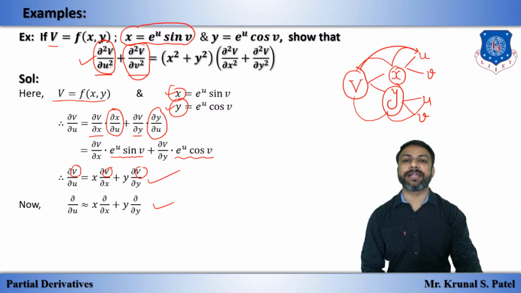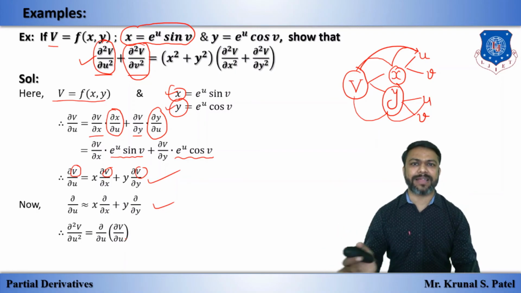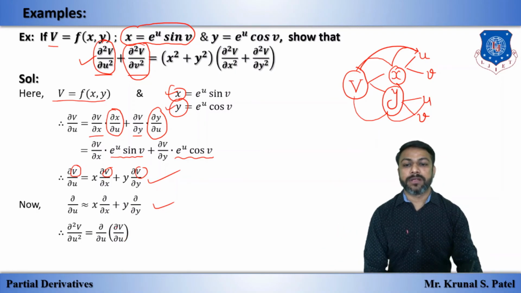Now del square V by del u square, which is given by, or we can write this as del by del u of del V by del u, as we have discussed in the first, second, third lecture. Okay. So this gives again del square V by del u square.